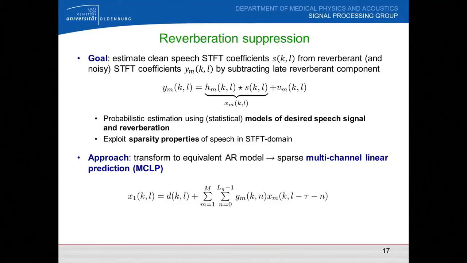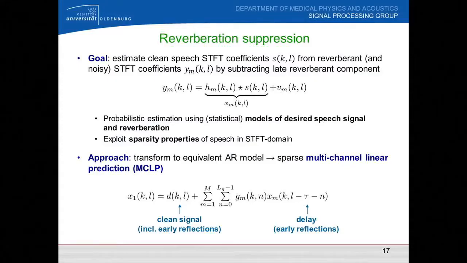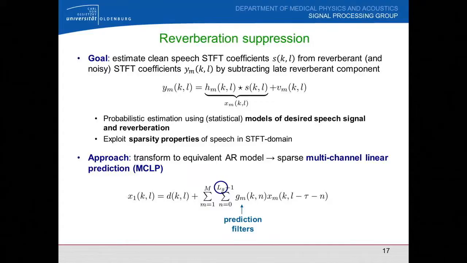What it basically does is reformulate this convolution in a so-called autoregressive model, where it can be shown that the reverberant speech component in the reference microphone here, without loss of generality, the first one, is equal to the clean signal, including early reflections, plus a filtered version of delayed microphone signals, where this delay actually plays quite an important role in order not to later pre-whiten the signal. These terms G, these are the prediction filters with a certain length that depends also on the reverberation time. But this is just a mathematical model.